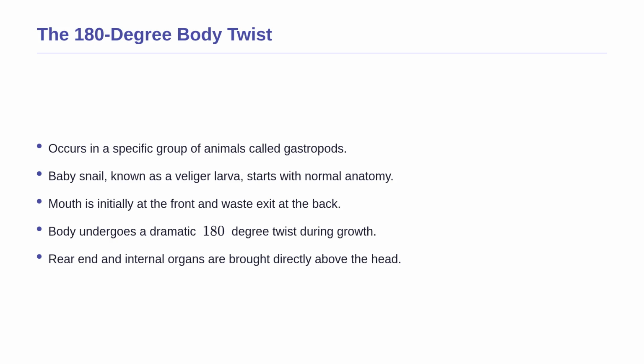Now that we have a visual idea of this bizarre twist, let us look at how it begins. During its early life, a baby snail, known as a veliger larva, looks quite normal. Its mouth is at the front, and its waste exit is at the back. But as it grows, a dramatic 180-degree body twist occurs. Its internal organs, shell, and even its nerve cords twist around, bringing the rear end right above its head. This is not an accident, but a highly choreographed developmental stage.